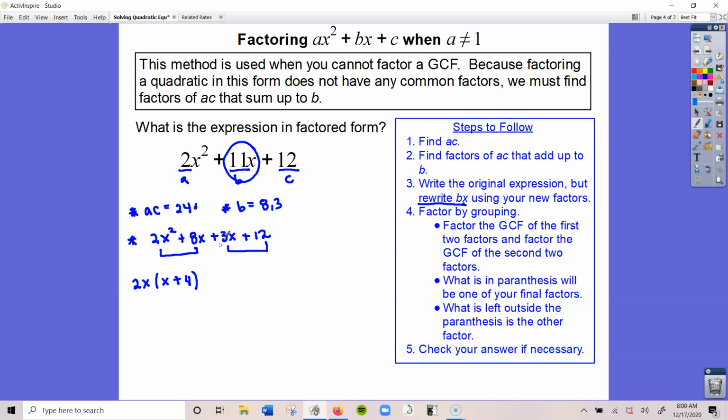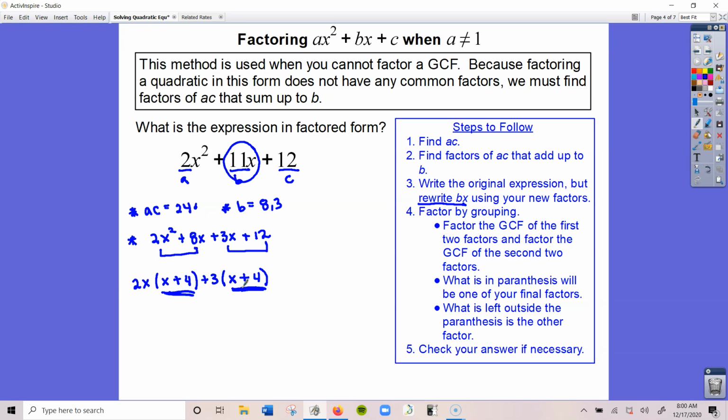Now here, both of these two terms have a positive 3 in common because every term can be divided by a positive 3. The 12 doesn't have an x, so I cannot factor an x. So what I would do now is 3x divided by 3 is x, plus 12 divided by 3 is 4. If you factor by grouping correctly, these two terms here in the parentheses should be exactly the same.